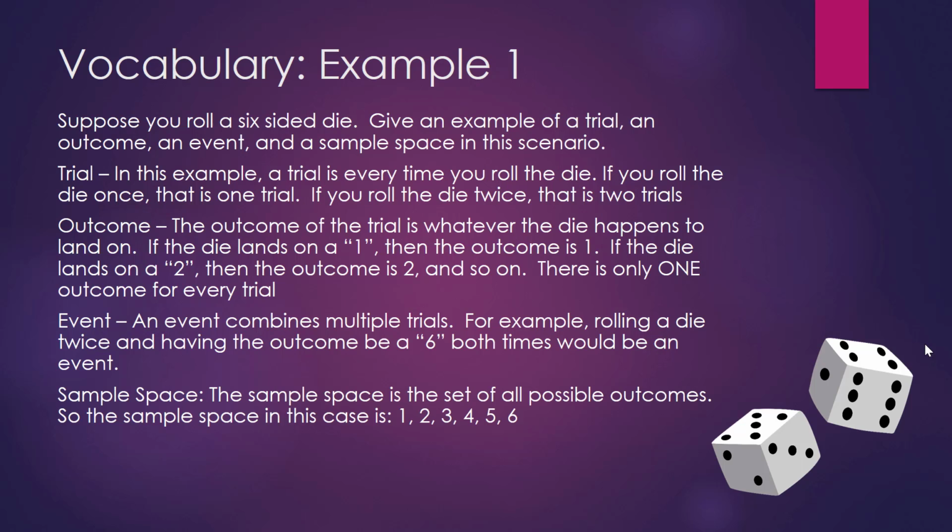Sample space. The sample space is the set of all possible outcomes. So, in this case, the sample space would be 1, 2, 3, 4, 5, and 6. We could also represent that visually by drawing pictures of the 6 faces of a die.